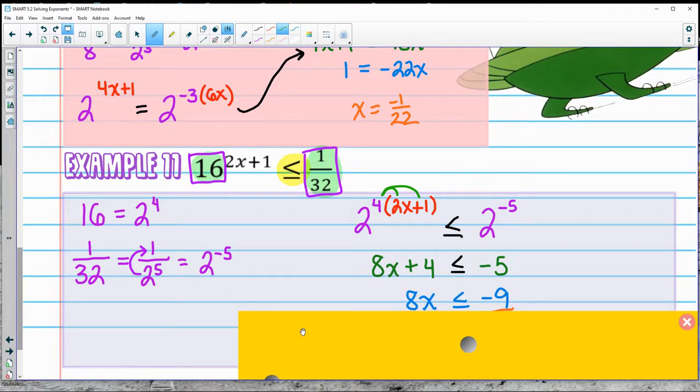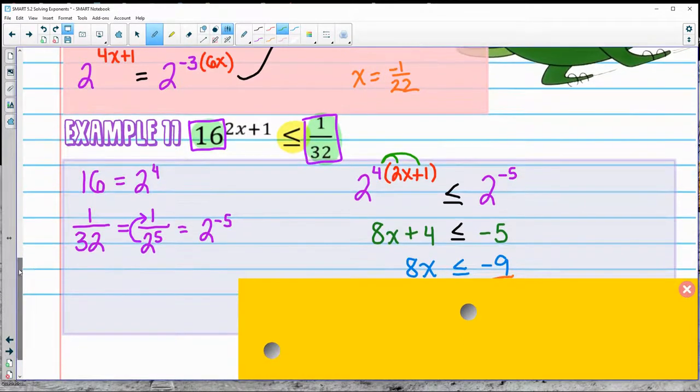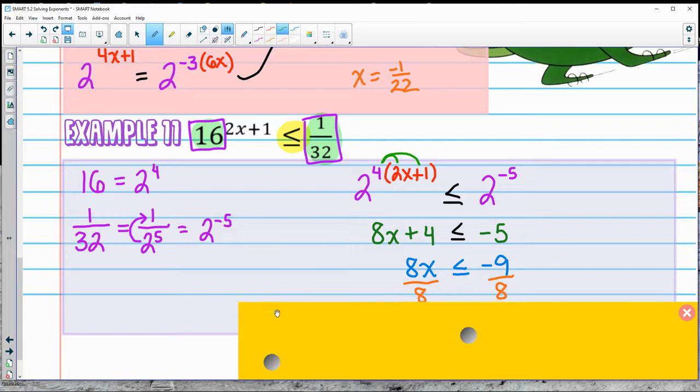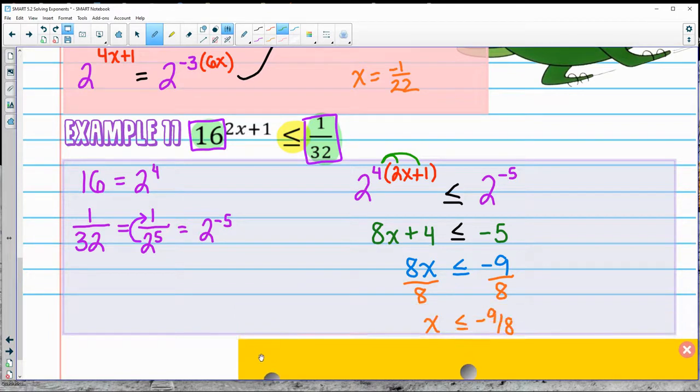I went ahead and subtracted both sides by 4. So there's where my negative 9 came from. And then I just divided every single thing by 8. And so as long as x is less than or equal to negative 9 over 8, I will have a true statement.